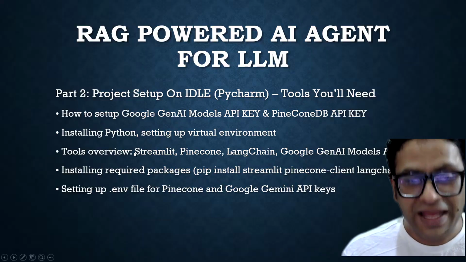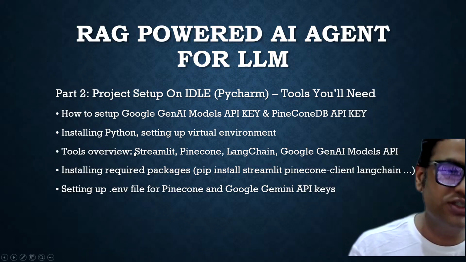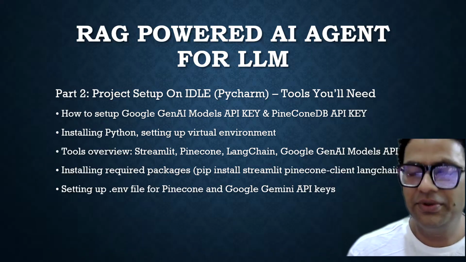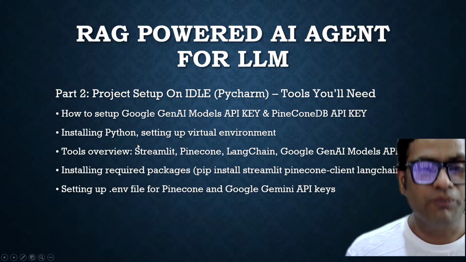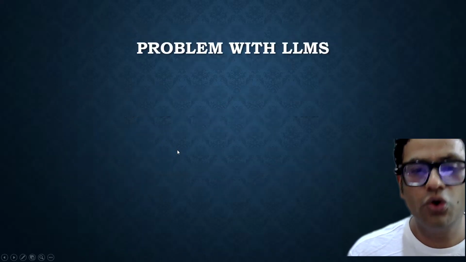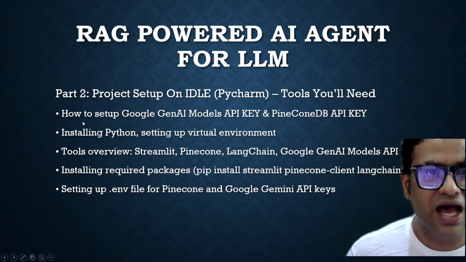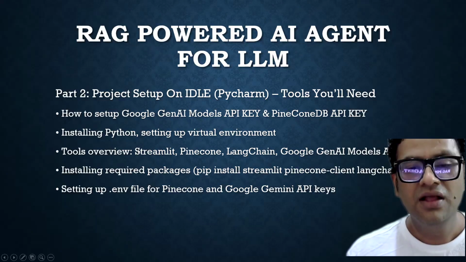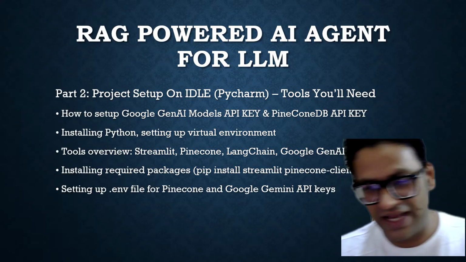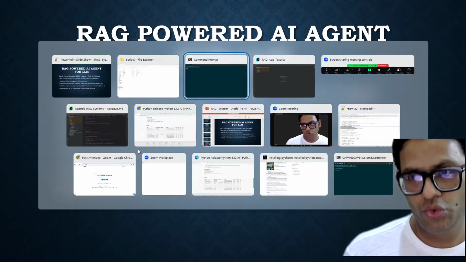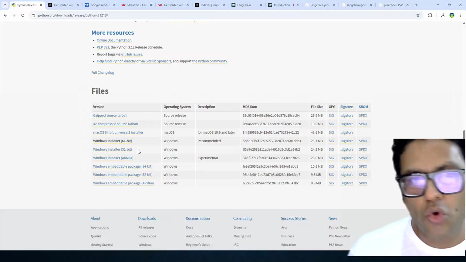So what all libraries are we going to use in Python? We have a concept of libraries, right? And these libraries are mainly published on PyPI. These are the 4 different libraries which we are going to use: Streamlit, Pinecone, Langchain, and the Google GenAI Model API, right?